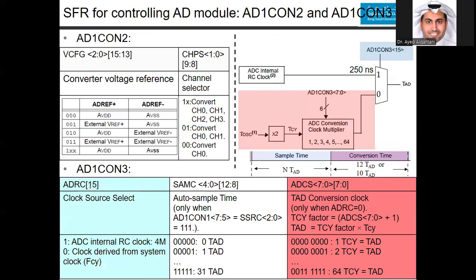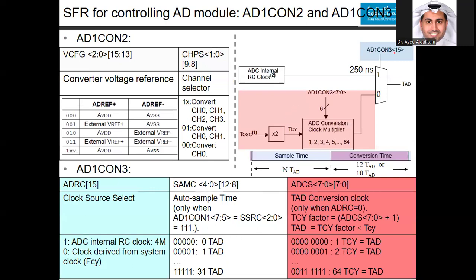I will start from the most significant. We have the ADRC, which is the clock source select. If it is 0, then the clock is derived from the system clock, which is FCY. If it is 1, then the ADC internal RC clock is chosen, which is the 4 mega. You can see this also here.